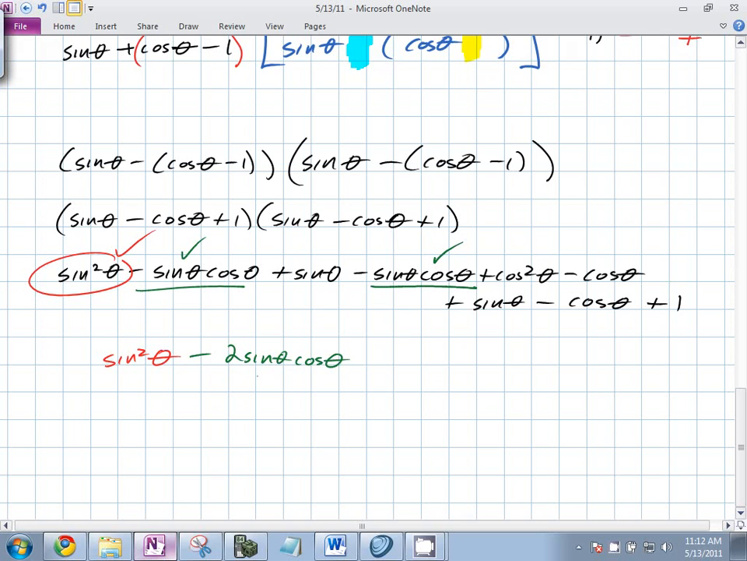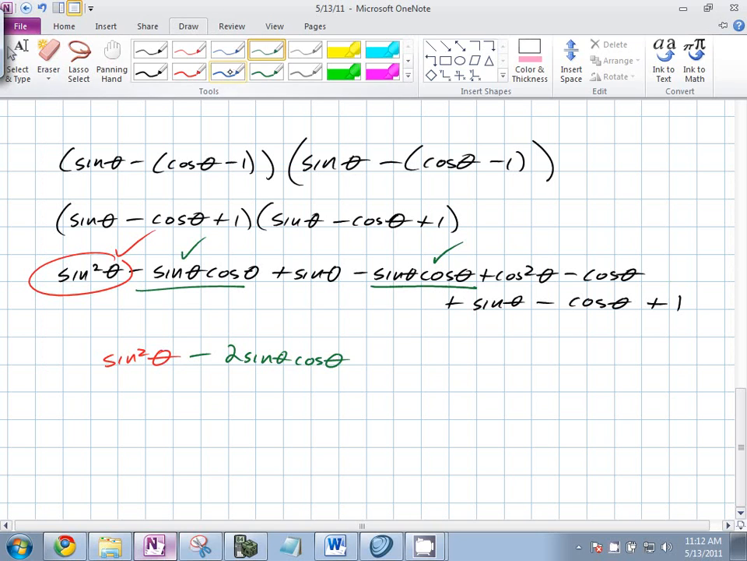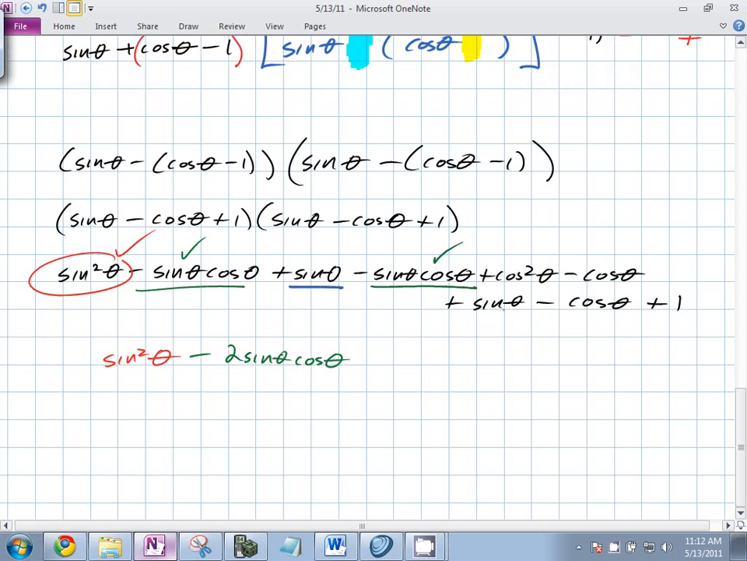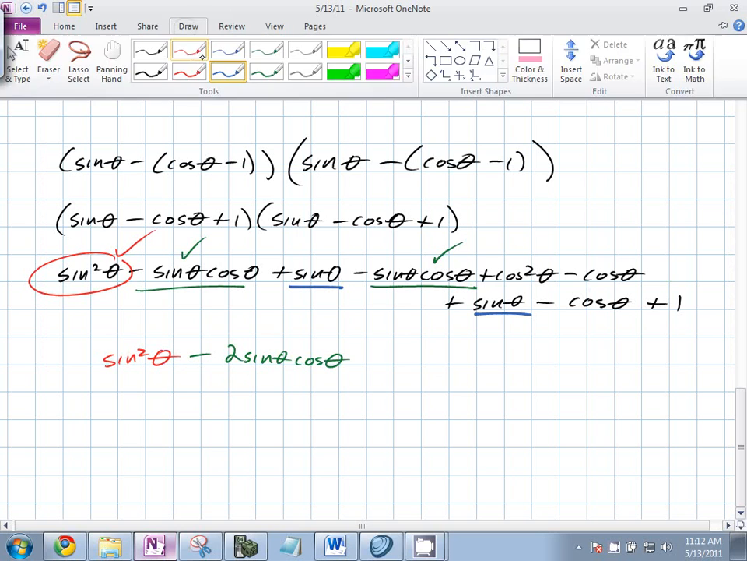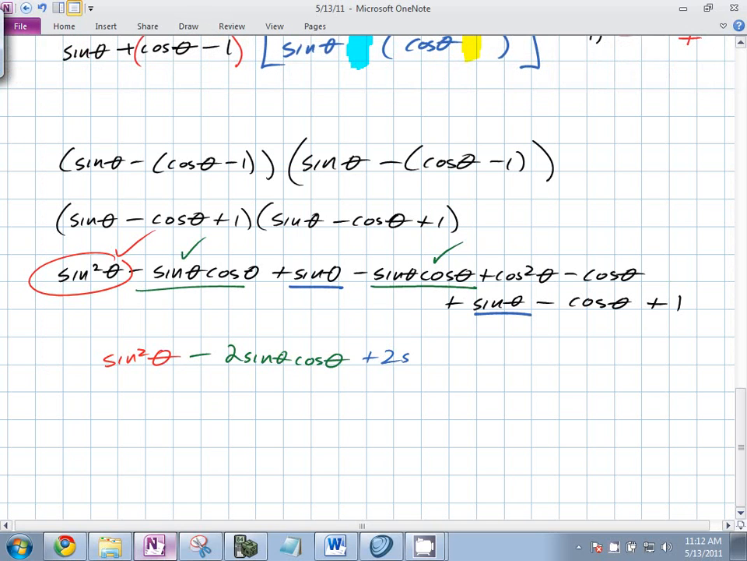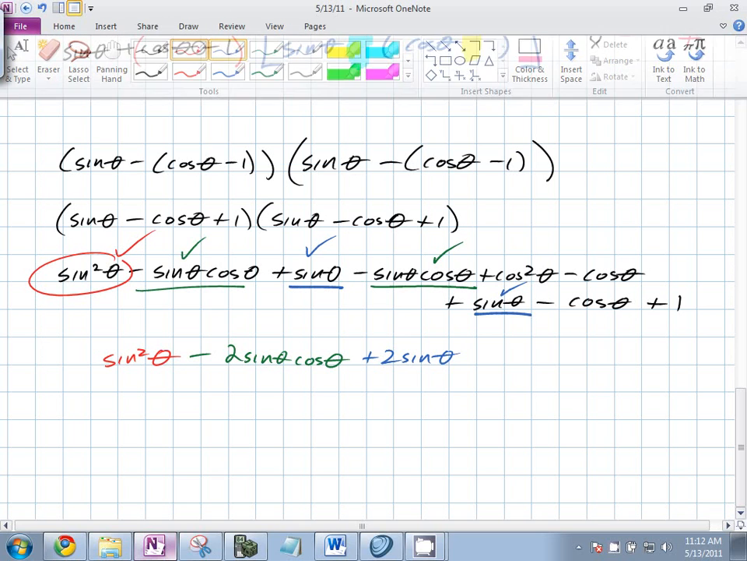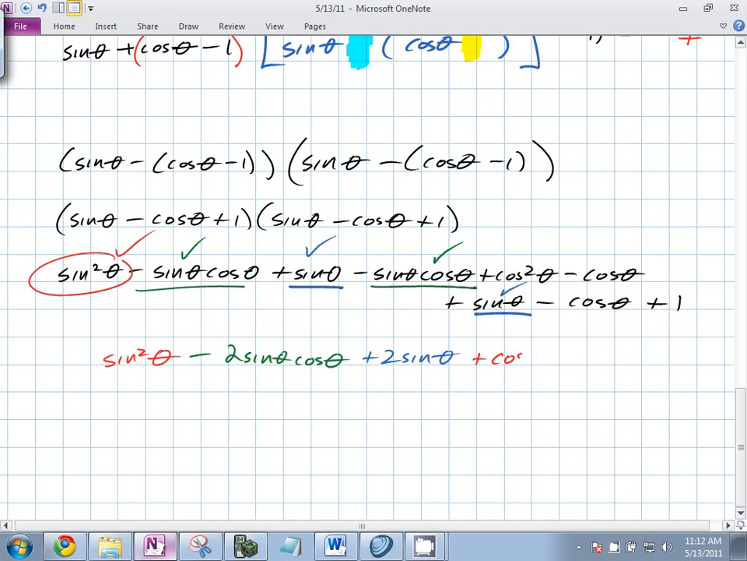What else do we have here? Sine thetas and plus what? So we got rid of those. What about the cosine squared? Plus what? That one's gone. Minus 2 cosine theta plus 1. Are we good with that so far? Have we considered everything? Yeah, we have.